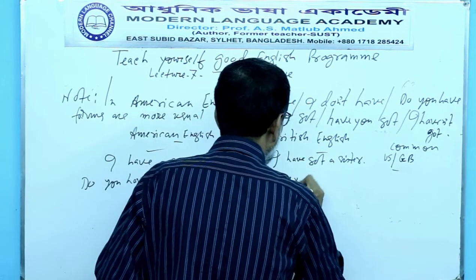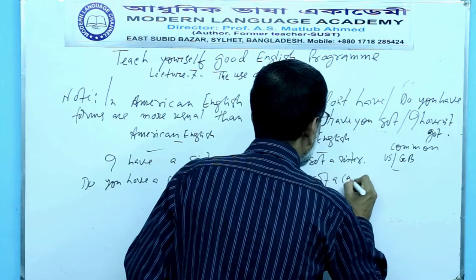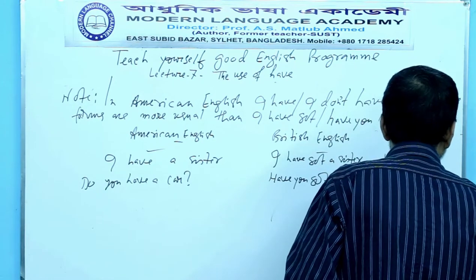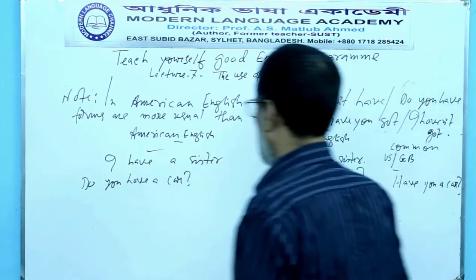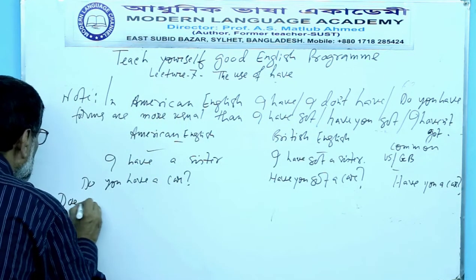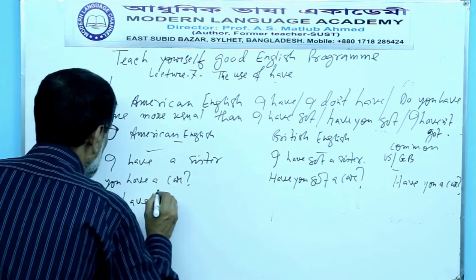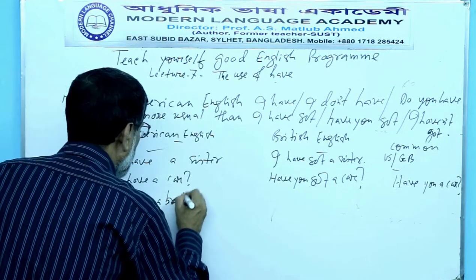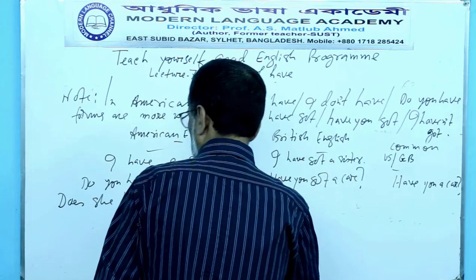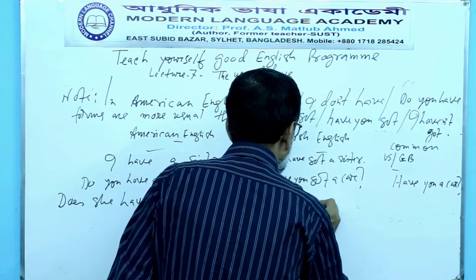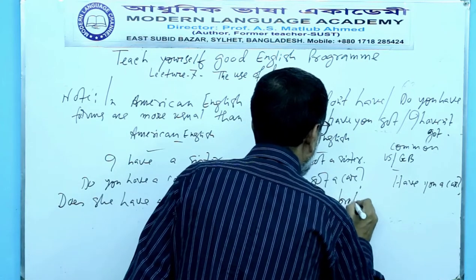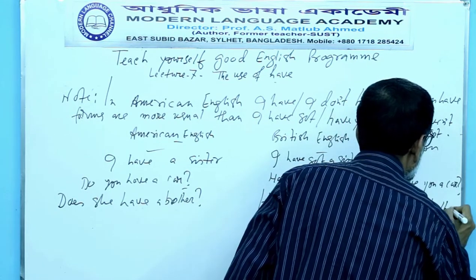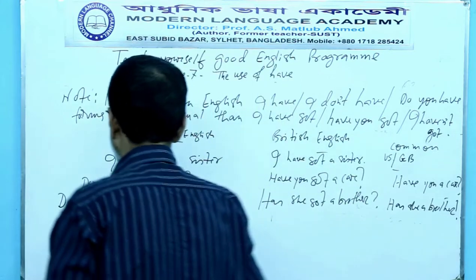Have you got a car? Apnar ki gari ache? Shaman English. And have you a car? Have you a car? This one is common English. Does she have a brother? Does she have a brother? Has she got a brother? And has she a brother?